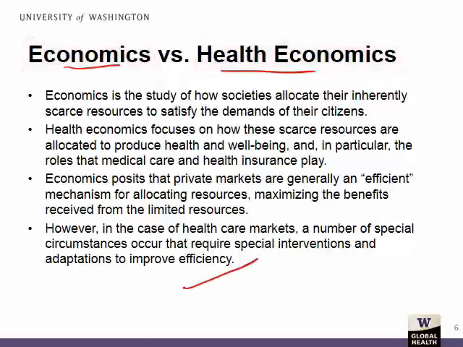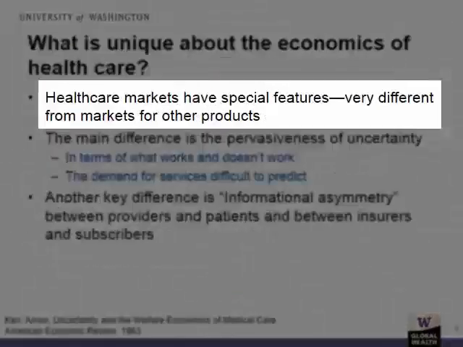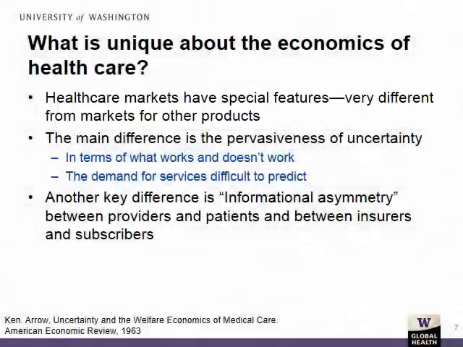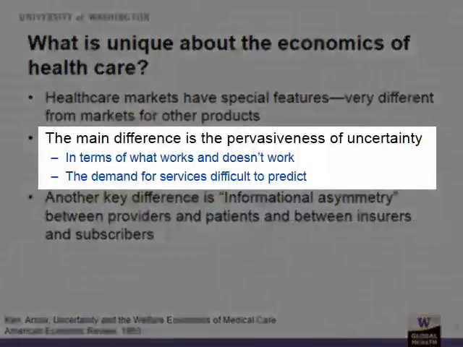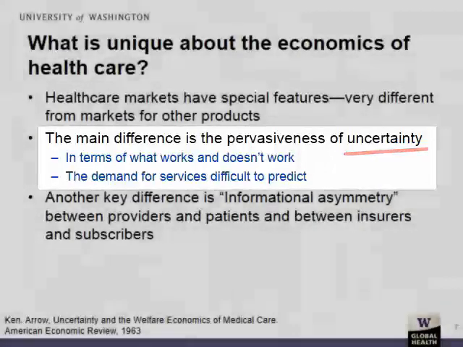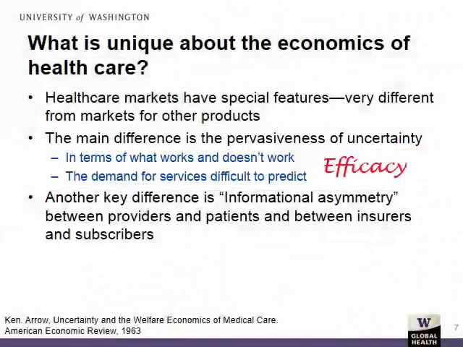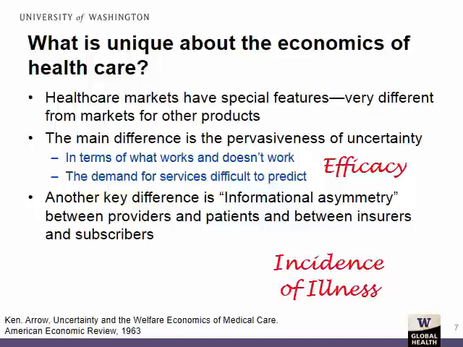So what's unique about the economics of healthcare? Healthcare markets have special features which make them different from the market of other products, maybe like kettles or bottles or cups or sodas. And the main difference is to do with uncertainty. And it's in terms of the efficacy of therapy, what works and doesn't work, and in the incidence of illness. These are the two sources of uncertainty.